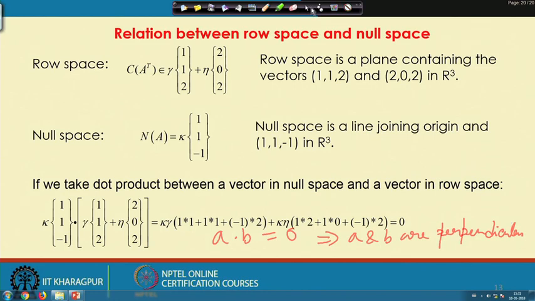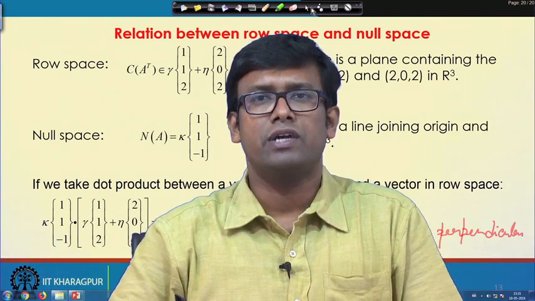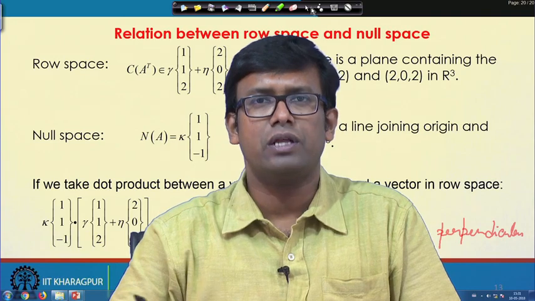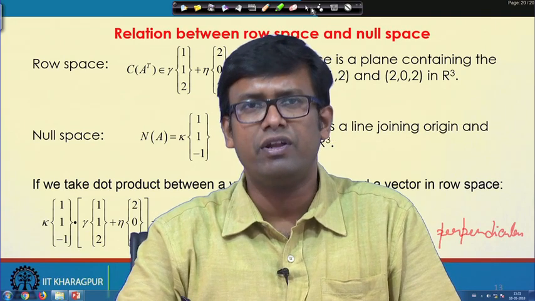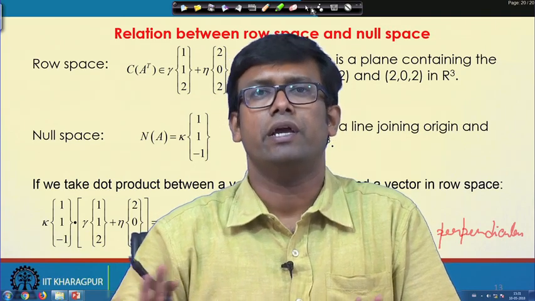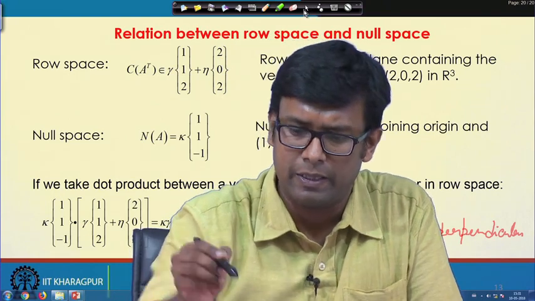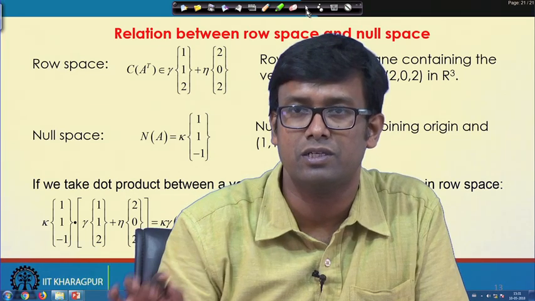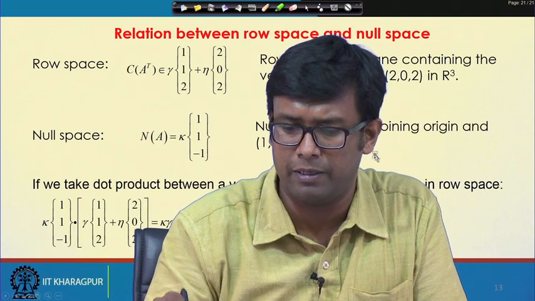So, what we are getting here, at least for this particular example, is that the general form of a row space vector is perpendicular to the general form of a null space vector. So, every row space vector is perpendicular to any of the null space vectors. This is an interesting observation, a property of the vector subspaces, that will follow later.